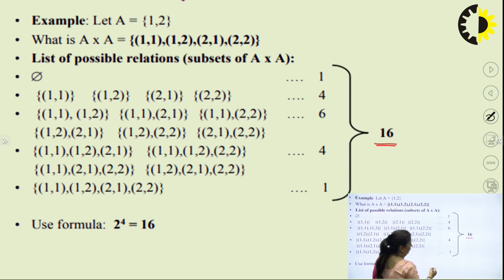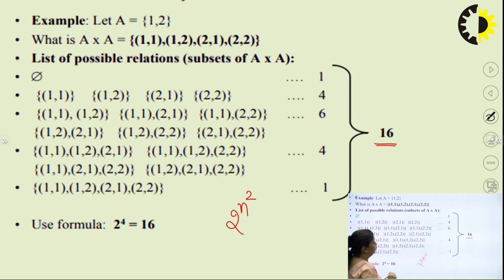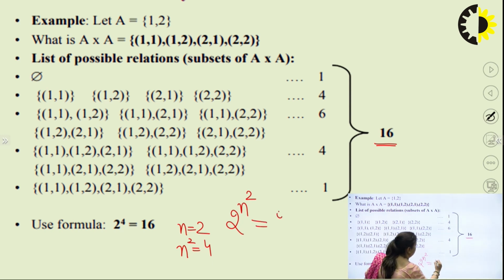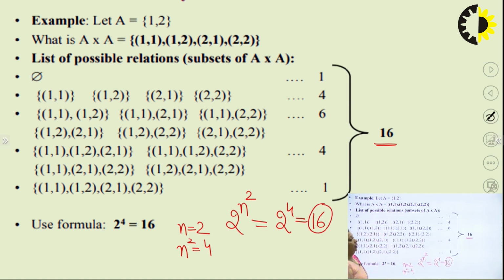Now what I had calculated, that was the number of relations possible is equal to 2 to the power n square, where n is the number of elements. So now if I calculate by using this formula, since n is equal to 2, n square becomes 4 and 2 to the power n square becomes 2 to the power 4, which is nothing but 16. So that means 2 to the power n square relations are possible for a set A containing n elements.